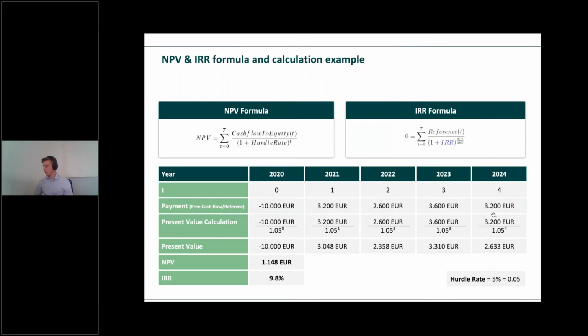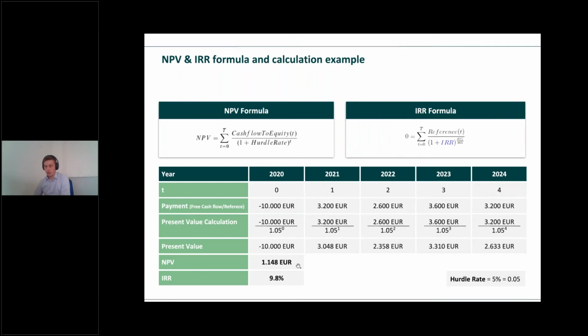We have the same payment here in the year 2024, but because we received this payment later, only after 4 years, the present value is also much lower, only 2,633 euros. So this is what is meant by discounting cash flows, and to calculate the NPV, we then sum up all these numbers, so minus 10,000 plus 3,000 plus 2,300 and so on. And at the end, this leads to an NPV of a little bit more than 1,000.